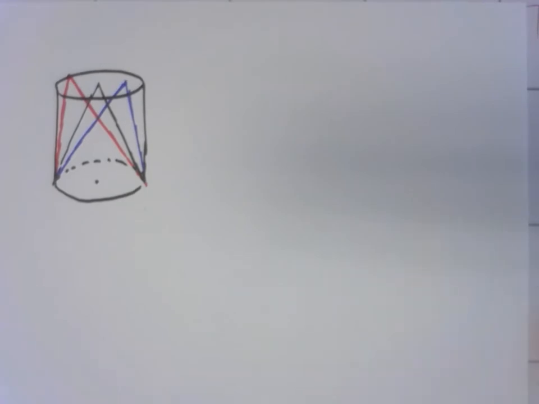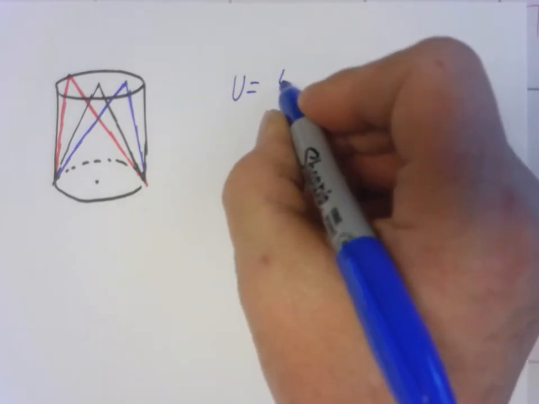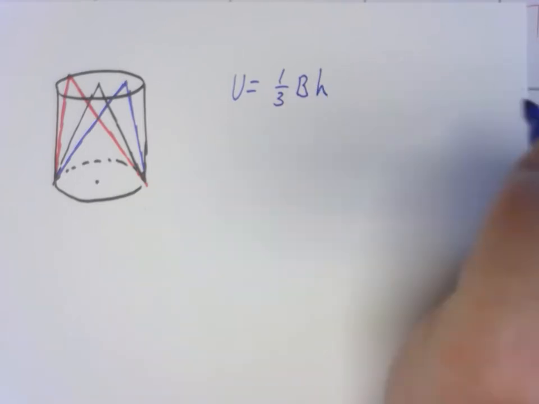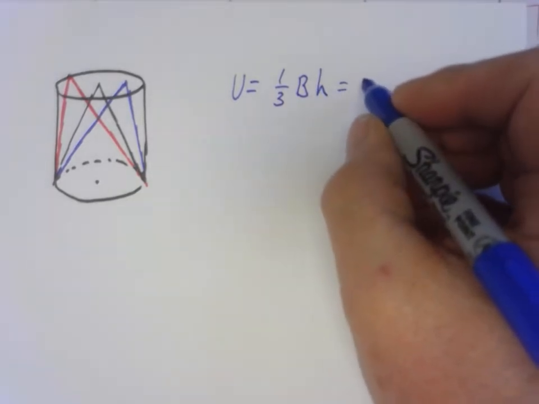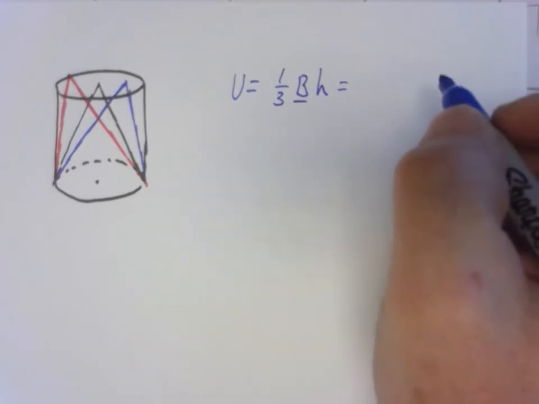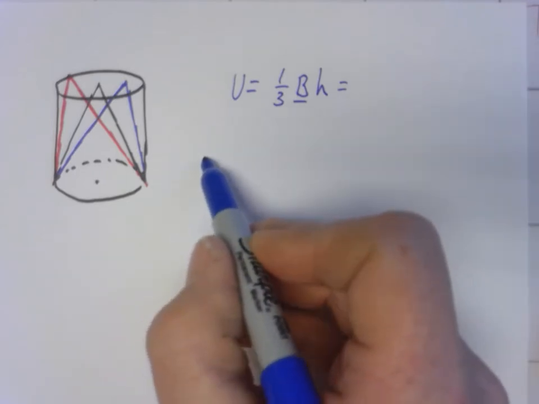So the formula for the volume of a cone, at first they just give it to you this way: 1/3 capital B times H. That might be a little confusing. Capital B is the area of the base. So this works whether the base is a circle, or maybe the base is a square.